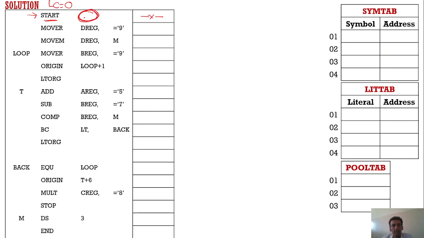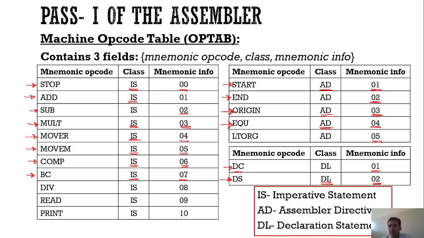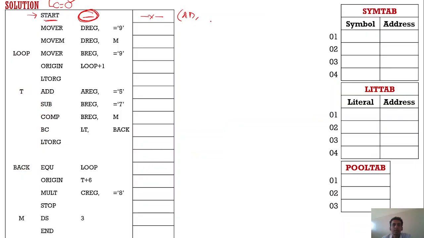As nothing is given in the operand field, by default it will start generating target code from location 0 only. Now in the intermediate form, I should write start as AD comma its mnemonic info, which is 01. So AD comma 01 will identify it's a start instruction.